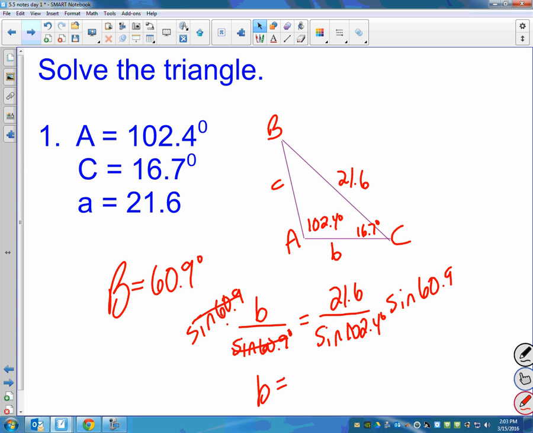I never cross multiply. That's why I always put what I'm solving for on top here, so that way I can just multiply it over. And so if you want to cross multiply, I promise you get the same answer. I did it for years. Now I just type this all in my calculator. I just type in 21.6 divided by sine of 102.4 times sine of 60.9, and then I don't have to do 2 steps. Be careful on your calculators because it starts a parenthesis after sine, and you have to close that parenthesis or it'll keep the sine falling out of it. Okay.